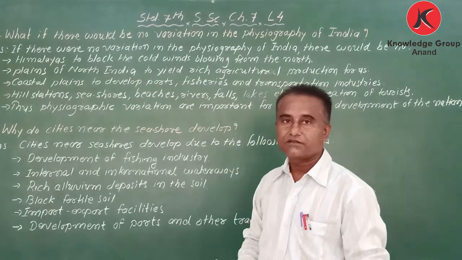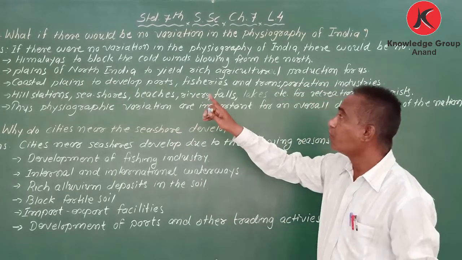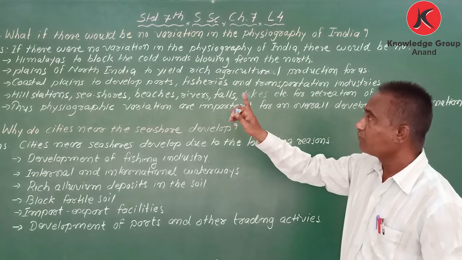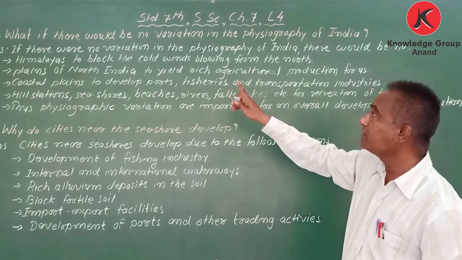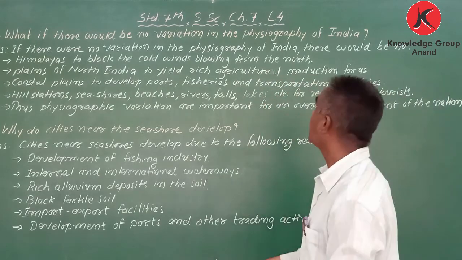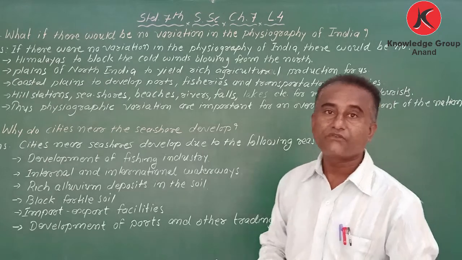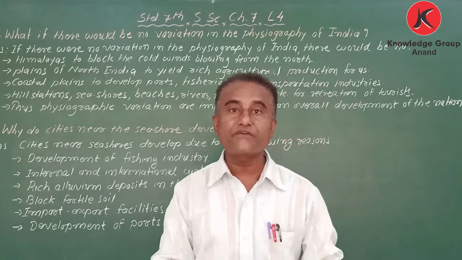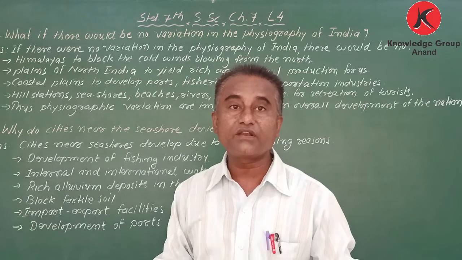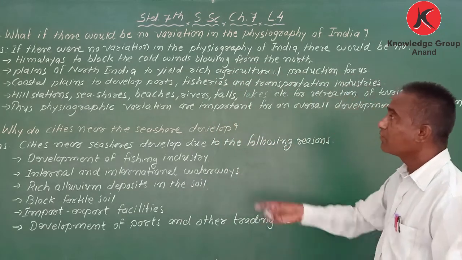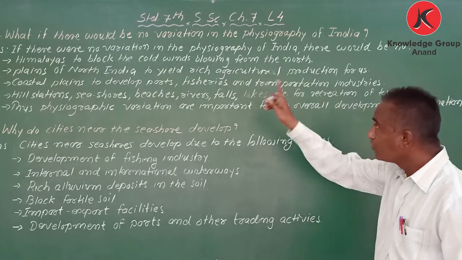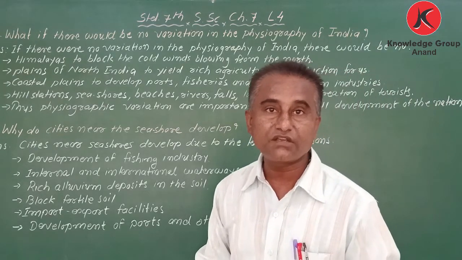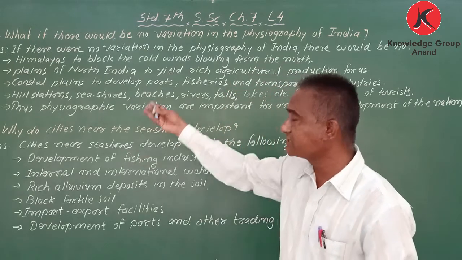My next question, dear student, is: what if there would be no variation in the physiography of India? Suppose, as we know, there are six physiographic divisions. Suppose there are no physiographic divisions. What will happen? What if there would be no variation in the physiography of India? See the answer.